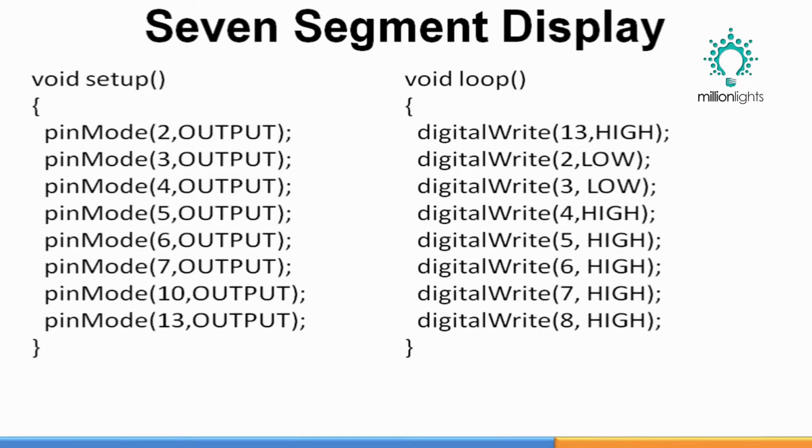13 is high, that means the dot is off. 2 and 3, these are on. Then 4, 5, 6, 7, 8, these all are high. So this is a quite simple code which will make our 7 segment display to make an output as 1. So now what we can do is we can upload the code and we'll see the output.